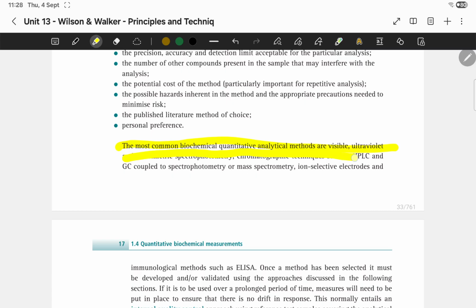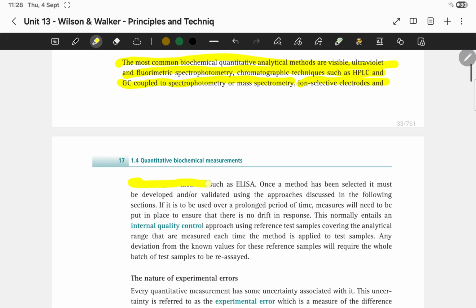The most common biochemical quantitative analytical methods are visible, ultraviolet and fluorometric spectrometry, chromatographic techniques such as HPLC and GC coupled to spectrophotometry or mass spectrometry, ion selective electrodes, and immunological methods such as ELISA. Once a method has been selected, it must be developed or validated using the approaches discussed in the following section. If it is to be used for a prolonged period of time, measures will need to be put in place to ensure that there is no drift in response.